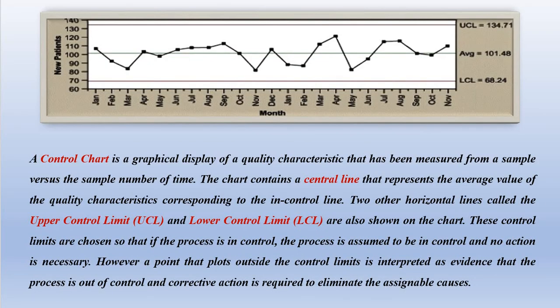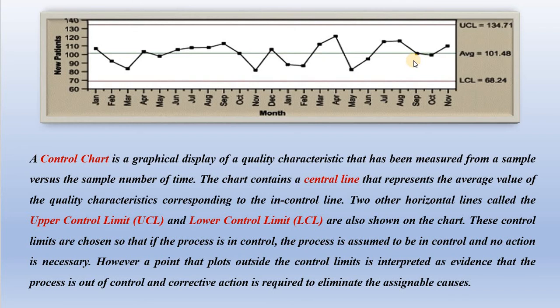Final and most important problem-solving tool in statistical process control is the control chart. Control chart is a graphical display of a quality characteristic that has been measured from a sample versus the sample number or time. The chart contains a central line. This is a quality control chart. This is the central line that represents the average value of the quality characteristic corresponding to the in control state.